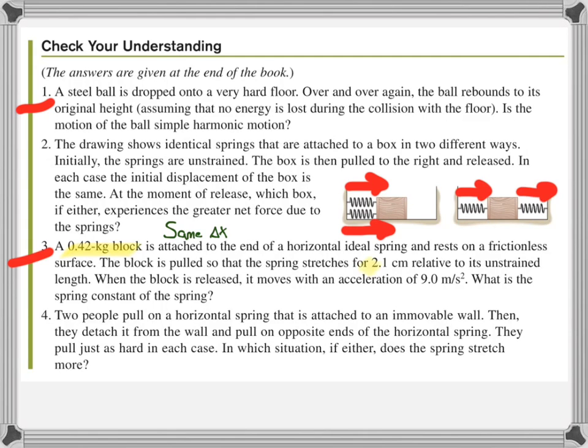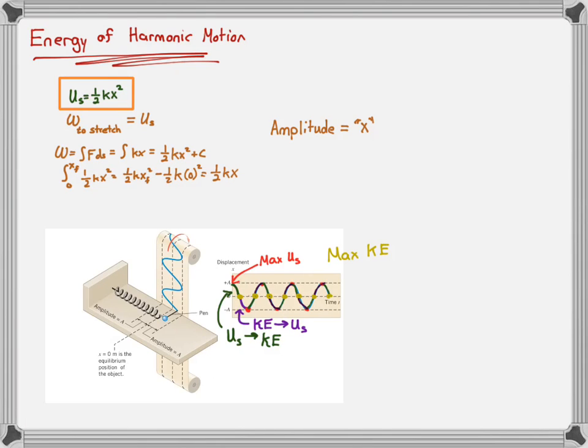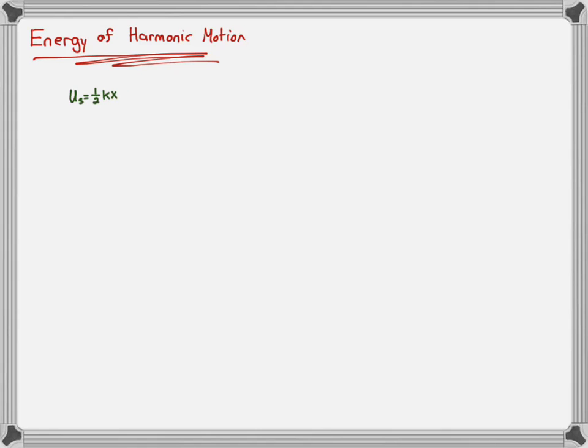Alright, we already went over these in the last PowerPoint. If we look at the energy of harmonic motion, we're going to derive that potential energy equation. The potential energy equation on your equation sheet says that the potential energy of a spring is equal to 1/2 kx squared. Again, x is how far it is from equilibrium position. That was derived because the amount of work needed to stretch a spring is going to be equal to the amount of potential energy in the spring.